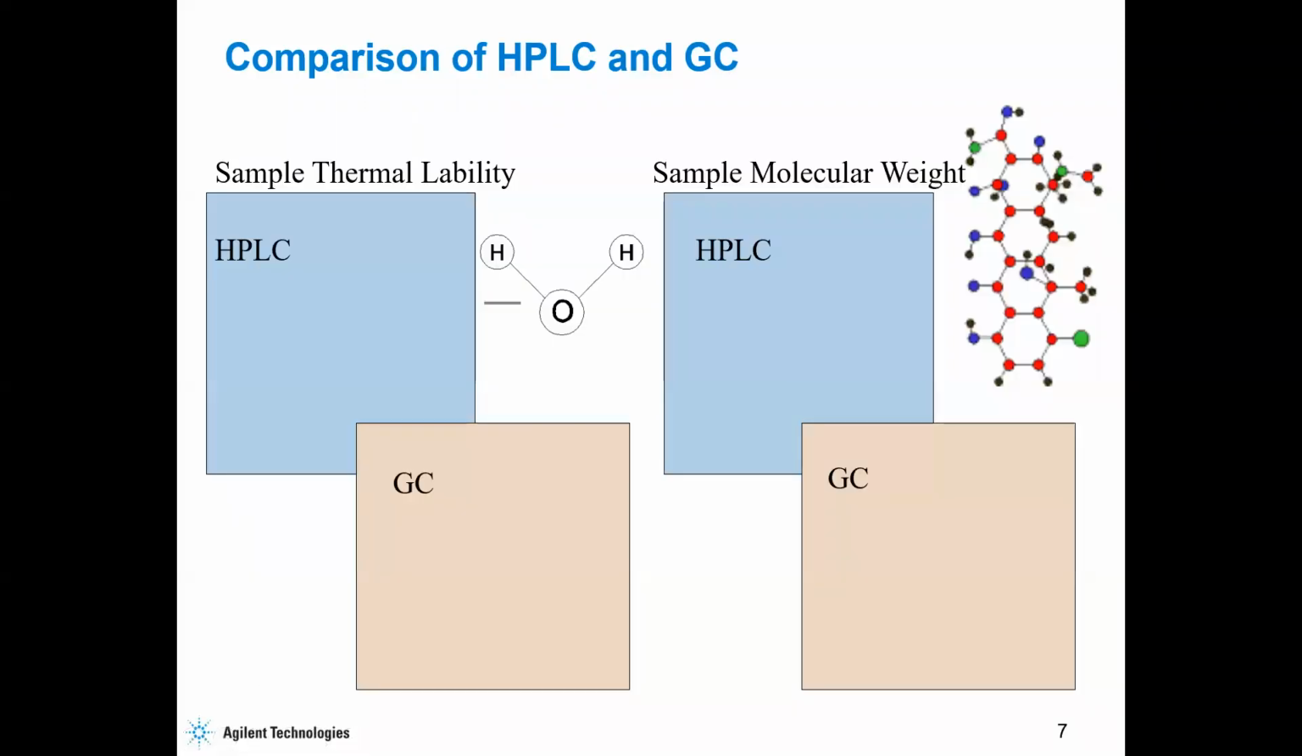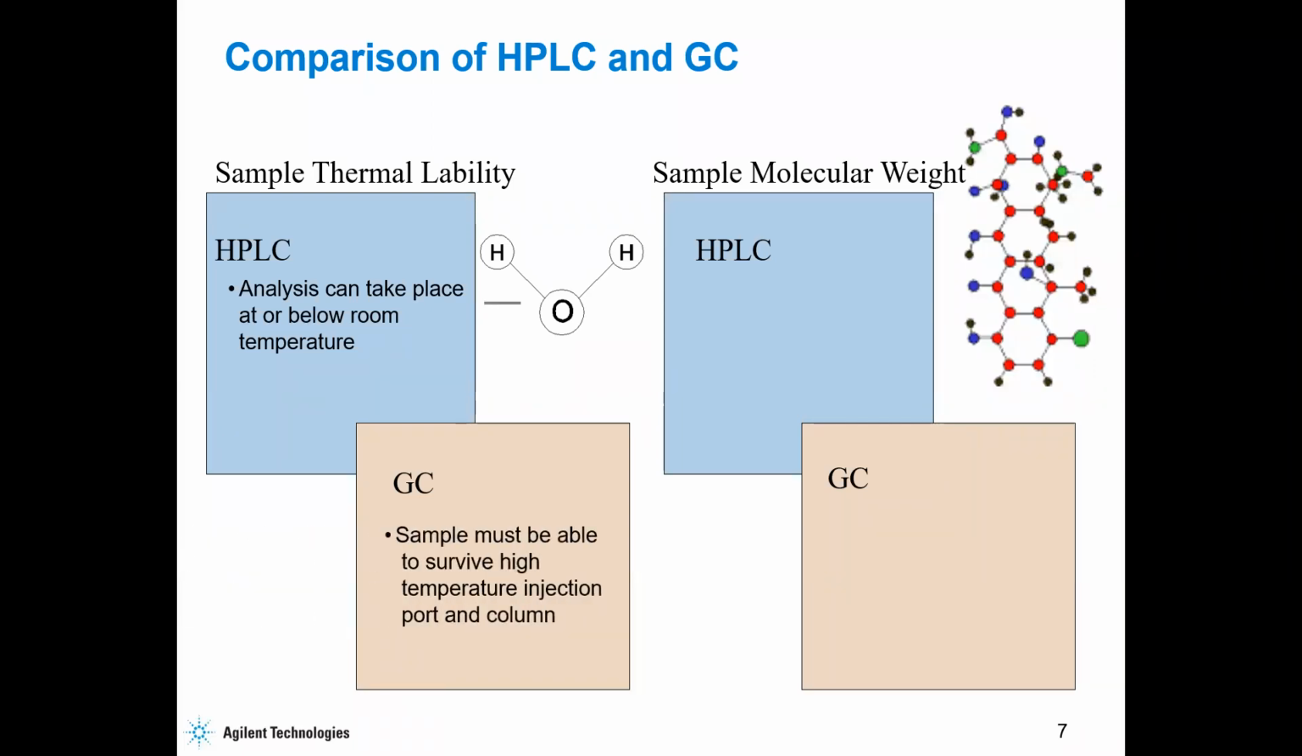In terms of thermal lability, HPLC can take place at room temperature or below room temperature. While for GC, your sample must be able to survive high temperature injection as well as high temperature in the column. So you note here that when a sample is thermally labile, that is, it can be degraded by high temperature, GC will not be advisable or suitable. You use HPLC.